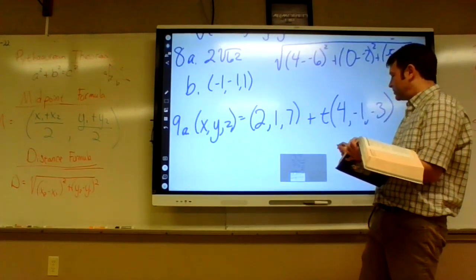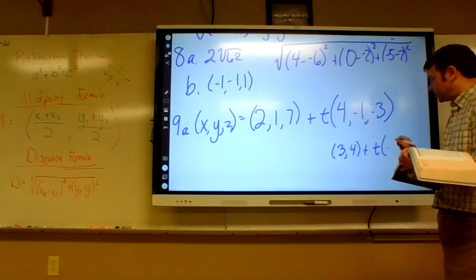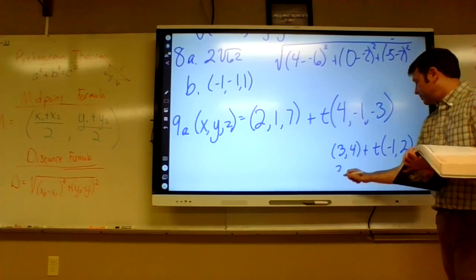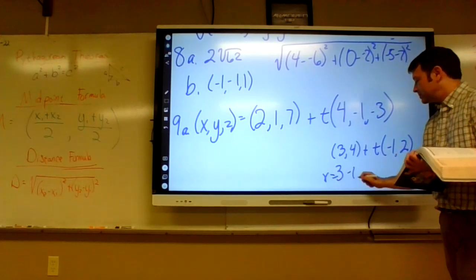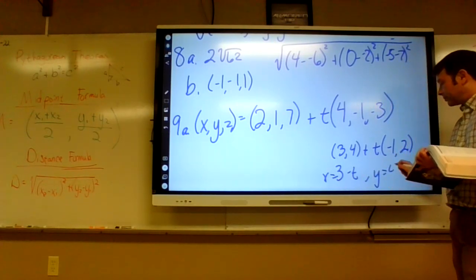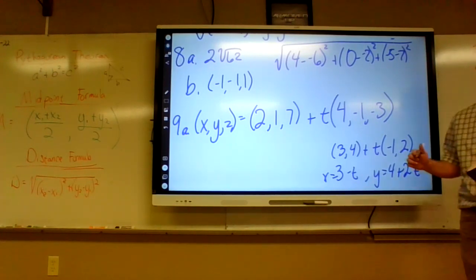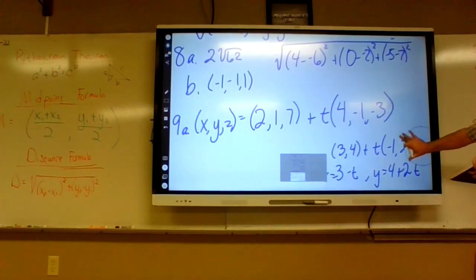Do you remember writing like 3, 4 plus t, negative 1, 2 stuff like that? Then on the next line right after that, we'd write x equals 3 minus t, and y equals 4 plus 2t. Wait, what do you do with the 0, negative 1, and 6? Where are you looking? Number 9? Right?